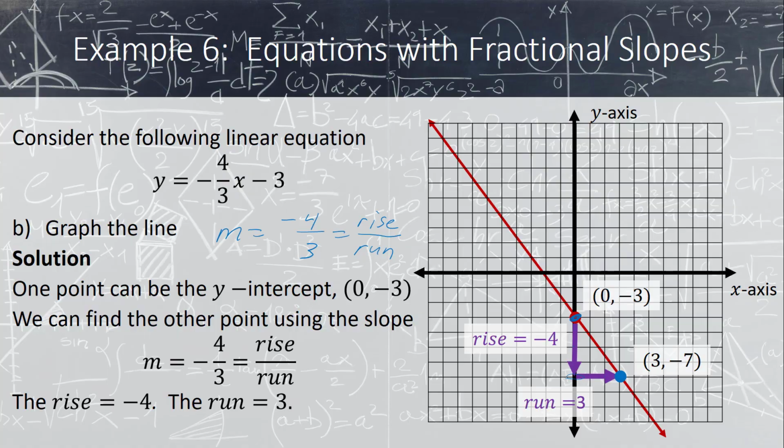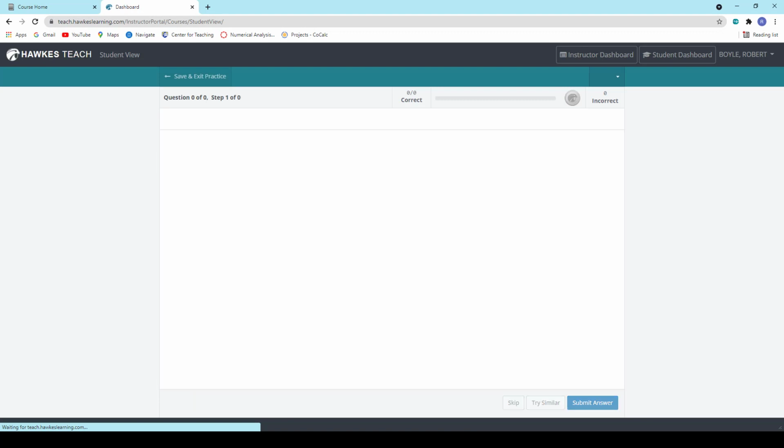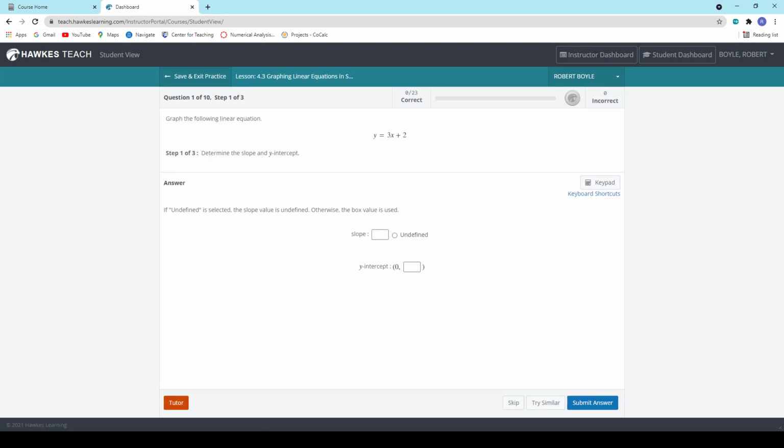And that is all I have relative to the presentation part. What I would like to do now is just go over a couple of homework problems. Let me get my dashboard up. And here we are. We're at lesson 4.3. And I'm going to go ahead and start practice. And obviously I'm not going to do all of them, but I'm going to do all the different ones.